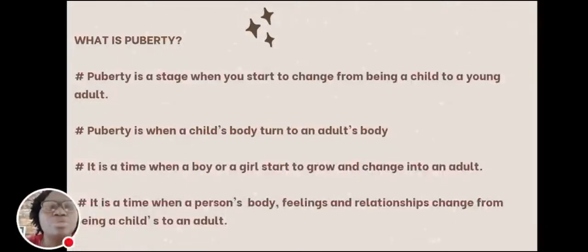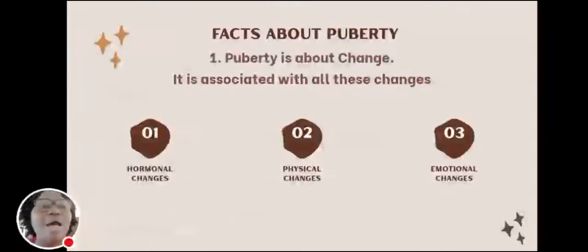Then also, puberty is a time when a person's body, feelings, and relationships change from being a child to an adult. Let me take that again in case you are writing. It is a time when a person's body, feelings, and relationships change from being a child to an adult.